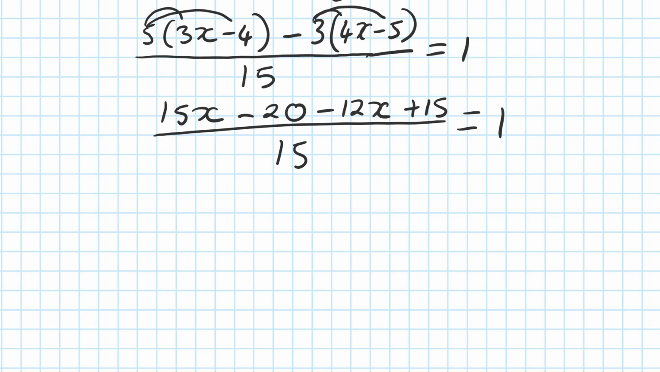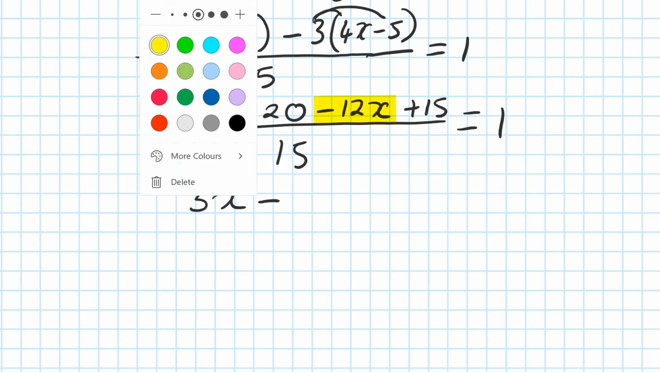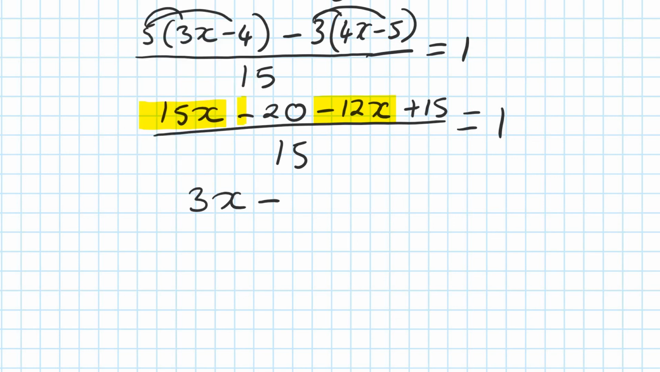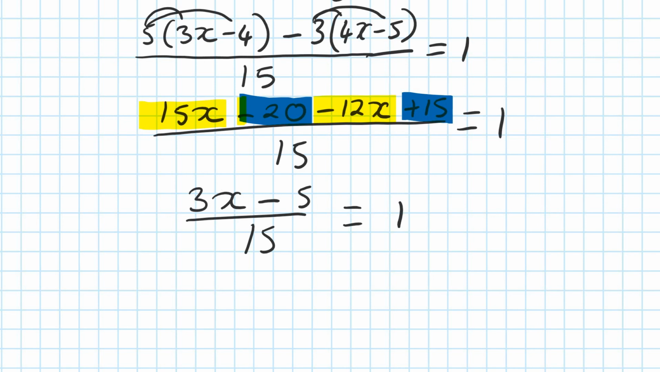Then what I do, I collect like terms. So 15x minus 12x, the answer is 3x. So minus 20, actually, I highlight this with a different color, of course. Minus 20 plus 15 is minus 5, which is all over 15, which is equal to 1.